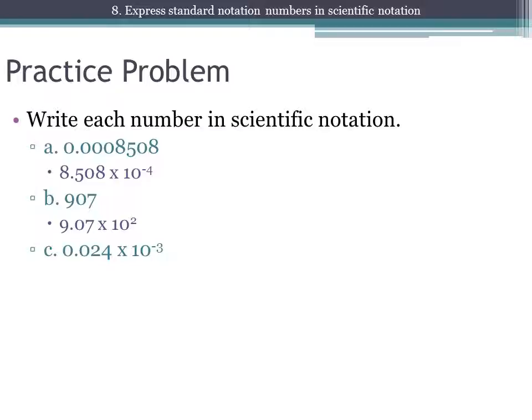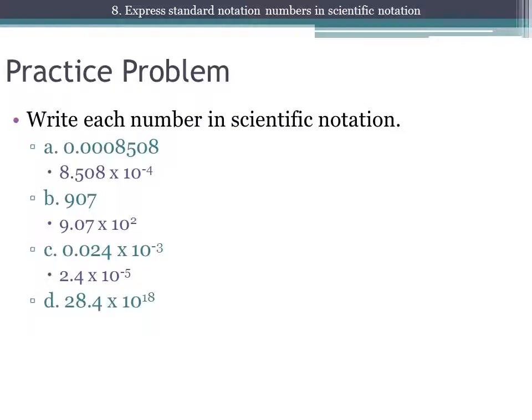C, 0.024 times 10 to the negative third. Here, the decimal needs to move to the right 2 places between the 2 and the 4, and that will make the exponent smaller by 2 powers, so 2.4 times 10 to the negative fifth.